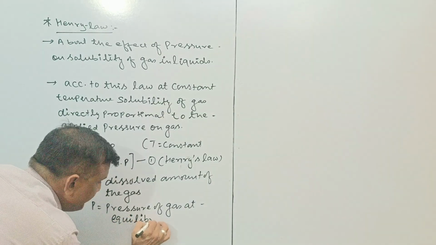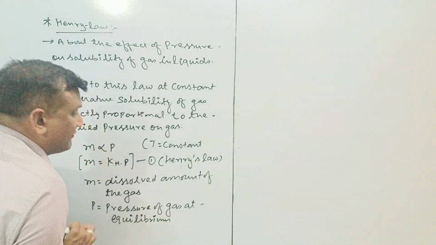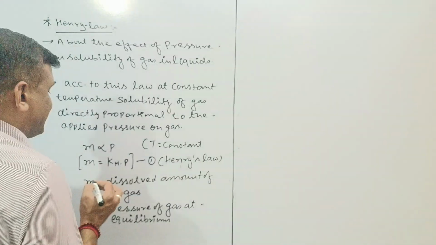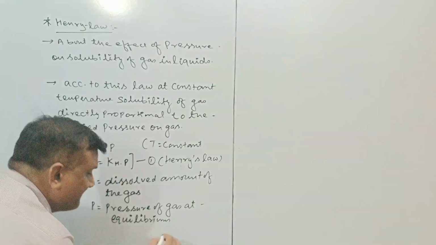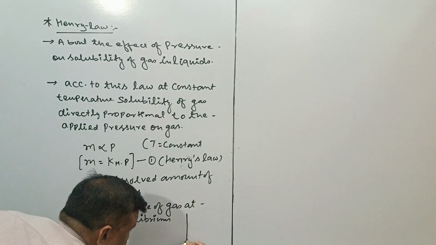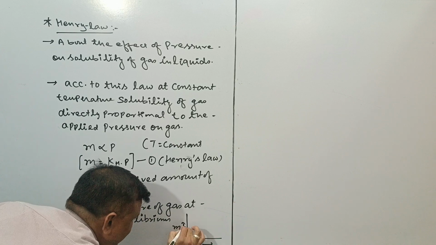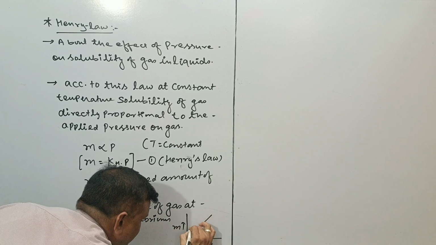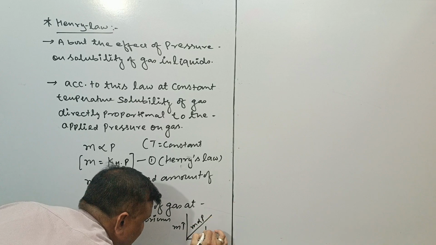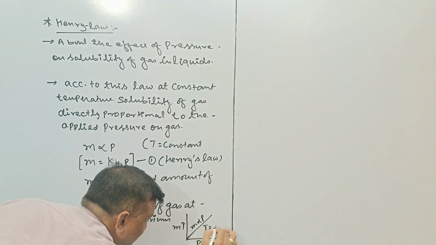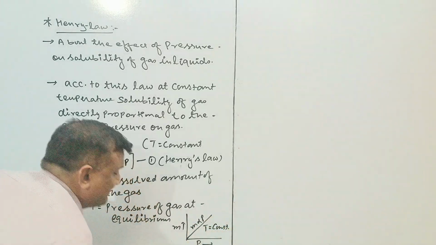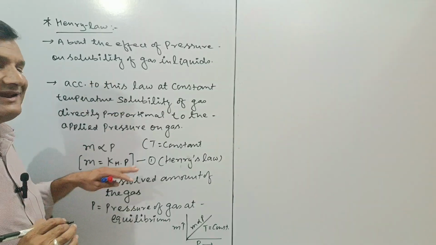If we plot the graph between M and P, then the graph will be as follows. This is the pressure P, and this is the solubility of gas. M is directly proportional to P, and temperature T is constant. This was about Henry's law.